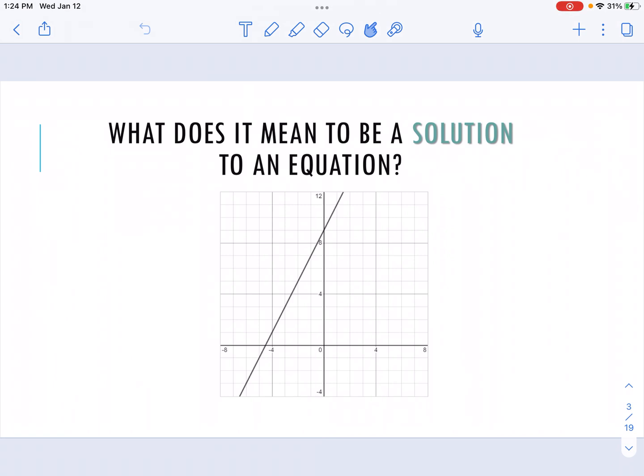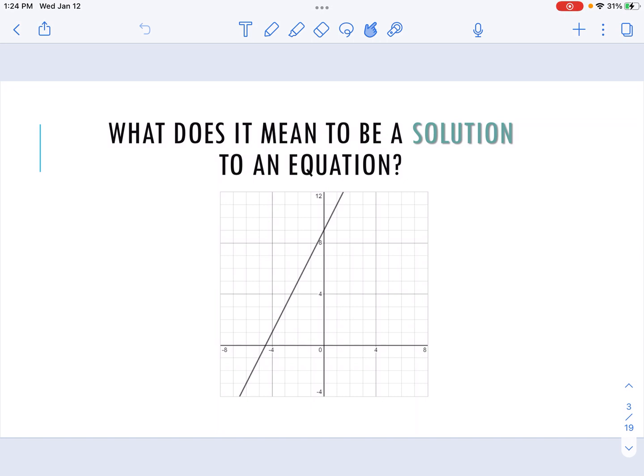So the first thing we want to talk about is what does it mean to be a solution to an equation? We've done a lot of work with linear functions, and we talked specifically about what it means to be a solution. So really quickly, on your piece of scrap paper or the top of your notes, just jot down what it means to be a solution to an equation. All right, if you need another moment, just pause the video.